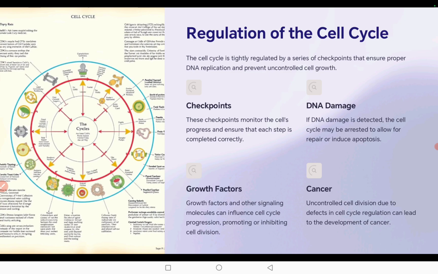Now, this is a regulation of cell cycle. The cell cycle is tightly regulated by a series of checkpoints that ensure proper DNA replication and prevent uncontrolled cell growth. These checkpoints monitor the cell's progress and ensure that each step is completed correctly. If DNA damage is detected, the cell cycle may be arrested to allow for repair or induce apoptosis. Growth factor and other signaling molecules can influence the cell cycle progression, promoting or inhibiting cell division.